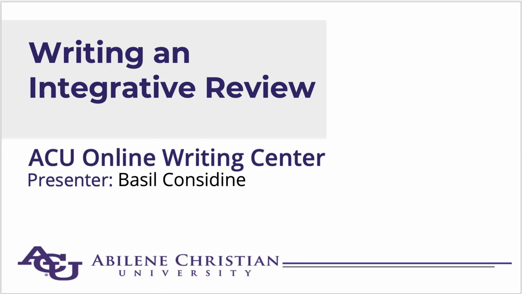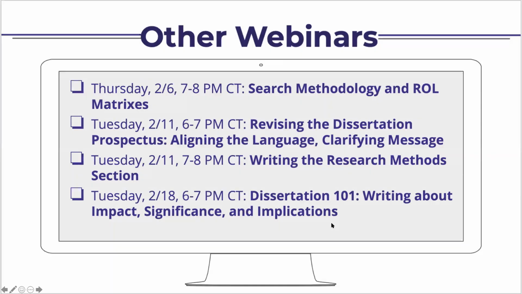I should say that this is a paired webinar. We have coming up immediately after this at 7 o'clock, search methodology and role of literature, review of literature matrices. It is designed as a paired thing. We're going to be talking about how to write an integrative review and then showing some of the recommended tools for doing so in the second half. And depending on how many questions we have and a few other factors, you might see some of these things pop up in this presentation as well.